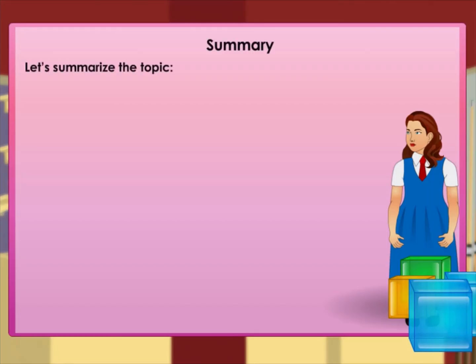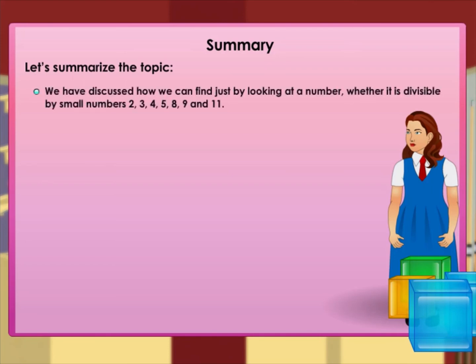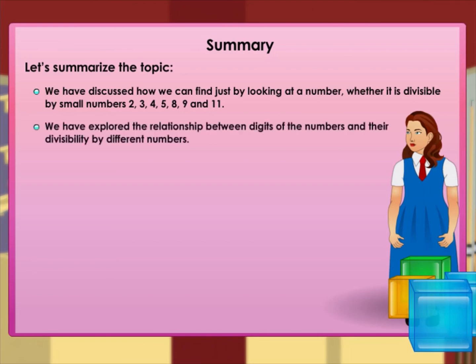Summary. Let's summarize the topic. We have discussed how we can find by looking at a number whether it is divisible by small numbers 2, 3, 4, 5, 8, 9, and 11. We have explored the relationship between digits of the numbers and their divisibility by different numbers.